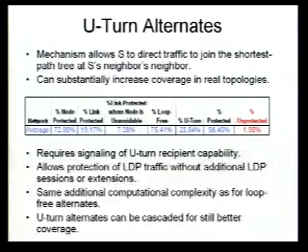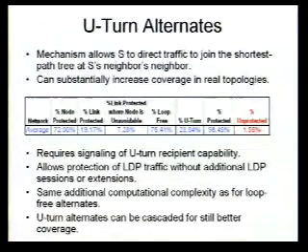The mechanism with U-turn alternates allows S to direct the traffic to join the shortest path tree at its neighbor's neighbor. So essentially it extends the reach of the mechanism. And what I found is this can substantially increase the coverage in real topologies. So now from 79.5%, 80%, it goes up to about 98.5% coverage.